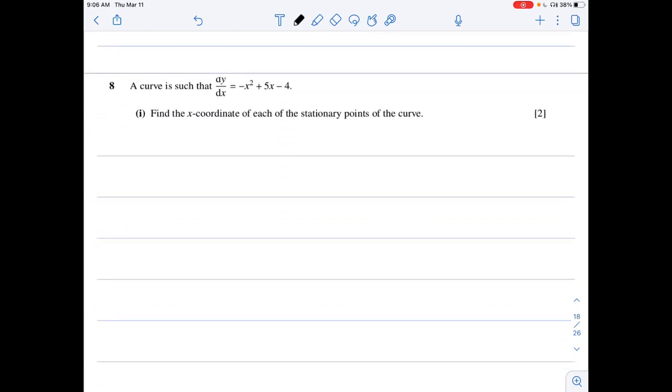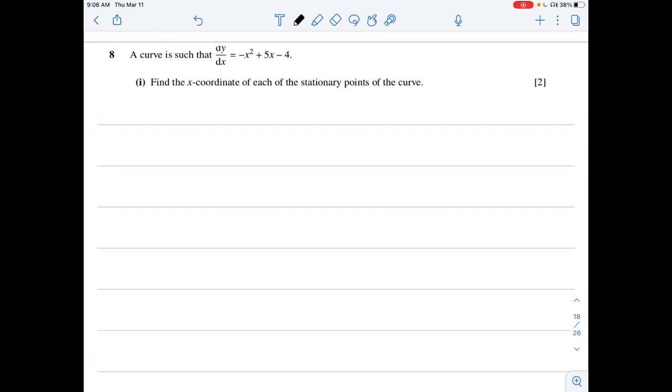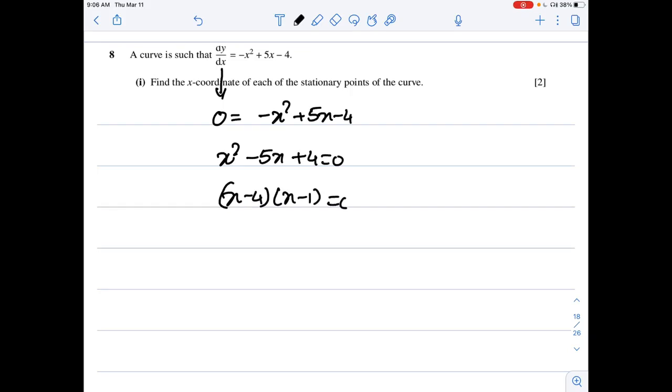Question number 8. Find the x coordinates of the stationary points. So for a stationary point, dy by dx should be equal to 0. So minus x squared plus 5x minus 4 is equal to 0, or x squared minus 5x plus 4 is equal to 0. So either (x minus 4) times (x minus 1) is equal to 0. So either x is equal to 4, x is equal to 1.